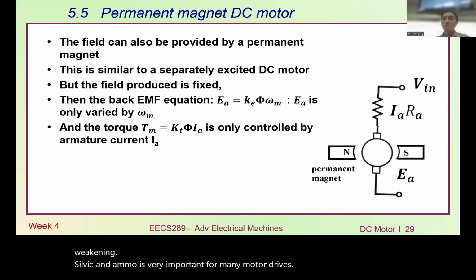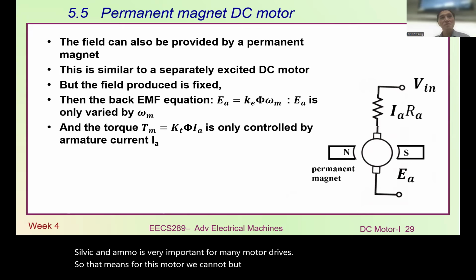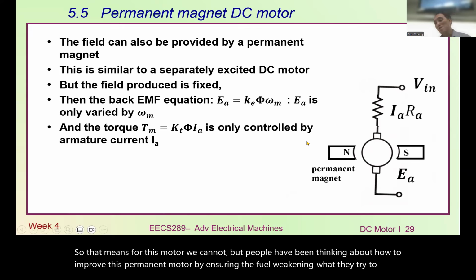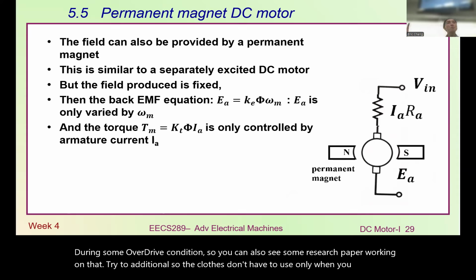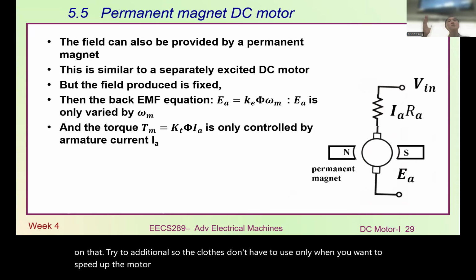So that means for this motor, we cannot, but people have been thinking about how to improve this permanent magnet motor by inserting field weakening. What they try to do is put an additional coil in here to weaken the field during some overdrive condition. You can also see some research papers working on that, trying an additional coil. The coil doesn't have to be used. Only when you want to speed up the motor further beyond a certain base speed, then you turn on that field winding to cancel out the field.